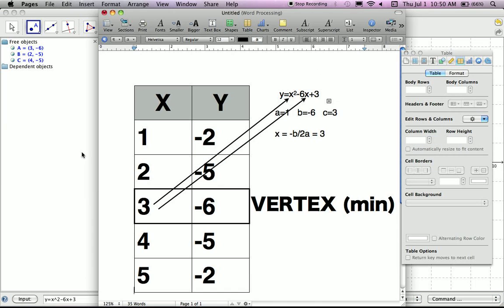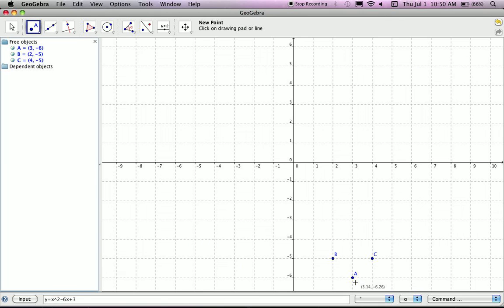Let's take a look at it again. We said 2, -5 and 4, -5 would be symmetrical, just like butterfly's wings. Well, let's look at that. If point A right here, our vertex, is in the middle, then B and C are symmetrical in terms of that vertex, just like a butterfly's wings. Let's look at the next one. 1, -2 here, and 5, -2 here. Okay, all our points are plotted.